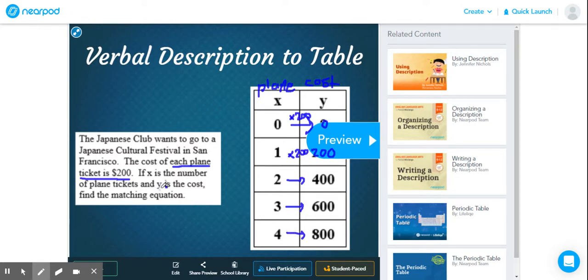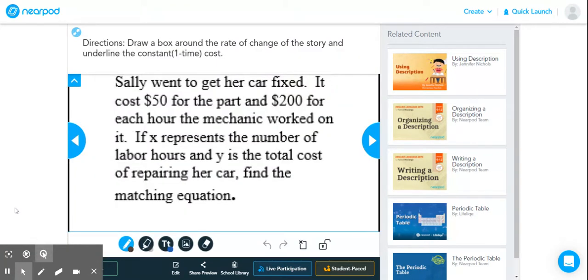So in this story, I saw that multiplicative relationship, and I also see that multiplicative relationship in the table. Therefore, I'm able to match those representations, saying both of these represent the same story of buying plane tickets to go to the festival. At this time, you're going to get a question. I want you to read this problem and see if you can figure out what is the rate of change and what is the constant value in this story.